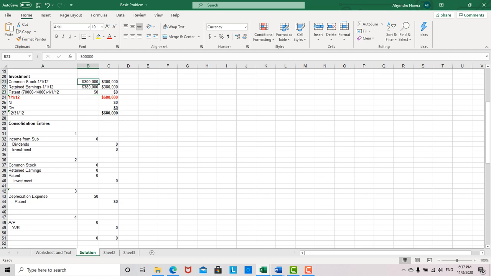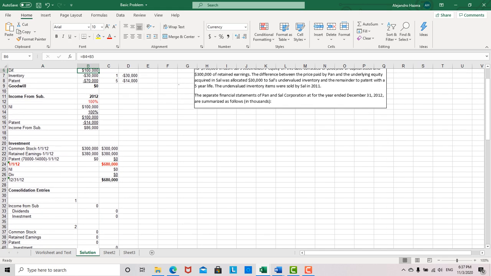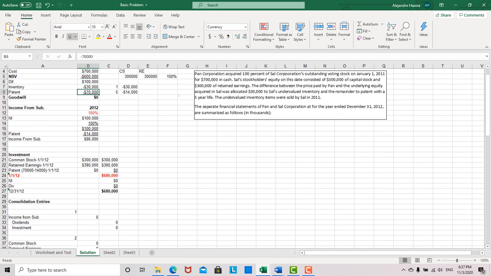Now the patent. What was the balance of the patent at 1/1/12? We bought the patent, wrote it up by 70. We took out 14,000 last year, and that's why I have this calculation here. As of the beginning of 2012, there's 56,000 remaining, which is 70 minus the 2011 amortization. Okay, so your beginning investment balance was 736,000. Now all we have to do is add in our equity method income, take out our dividends, which, by the way, we're also going to take from the sub's statement of retained earnings, and we should end up with our ending investment balance.